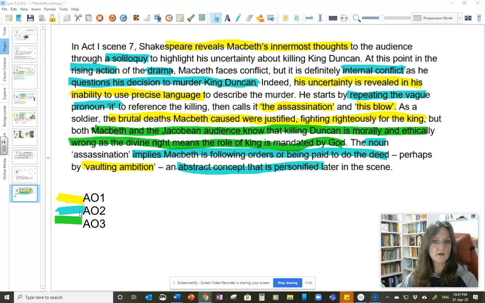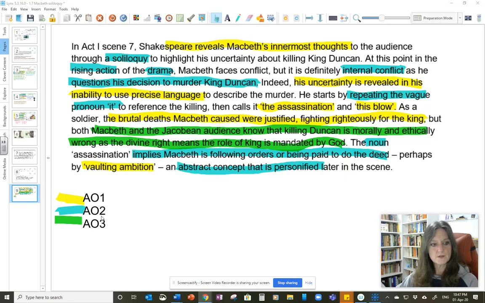AO2, let's have a look. I've got lots and lots of subject-specific vocabulary here. Soliloquy, rising action, drama, internal conflict. I've got vague pronoun. I've got noun. I've got personified down here. So loads and loads of really useful subject-specific terminology that helps me make my point clearly.